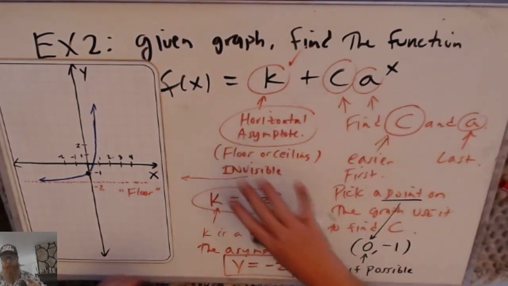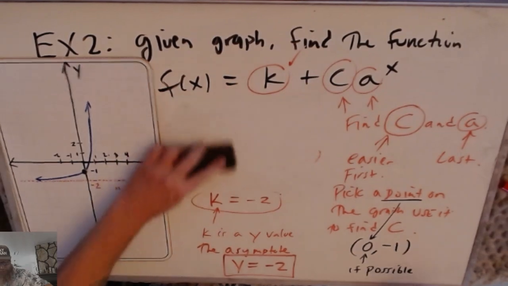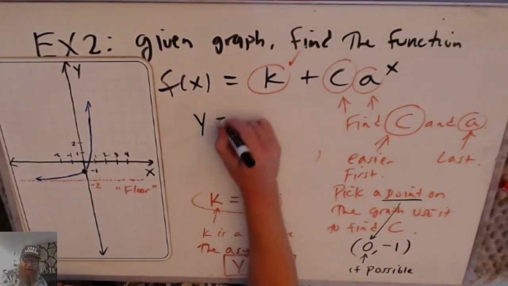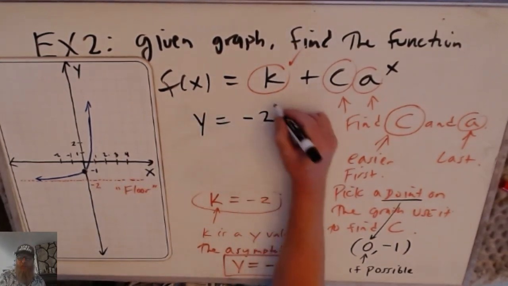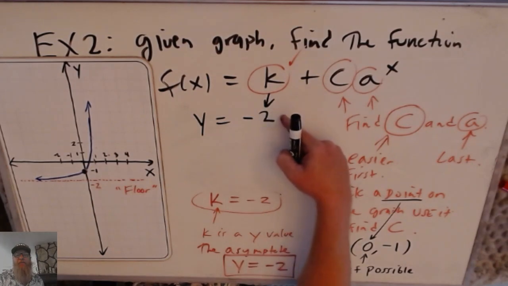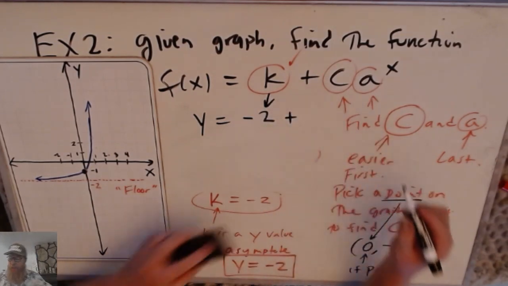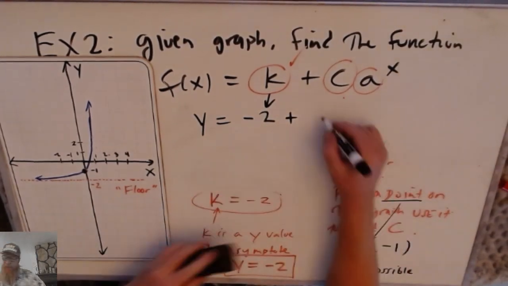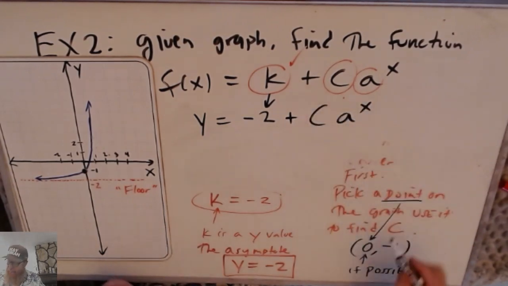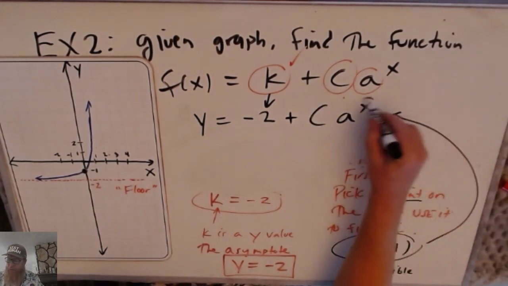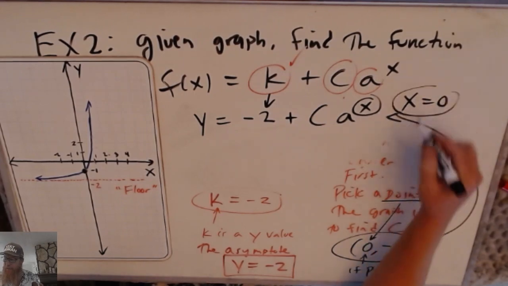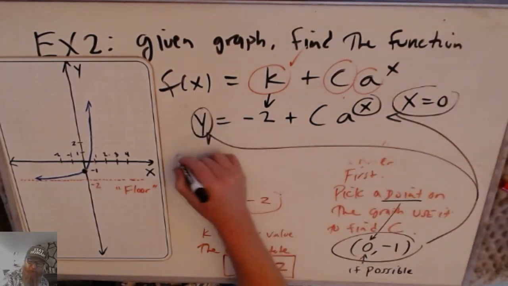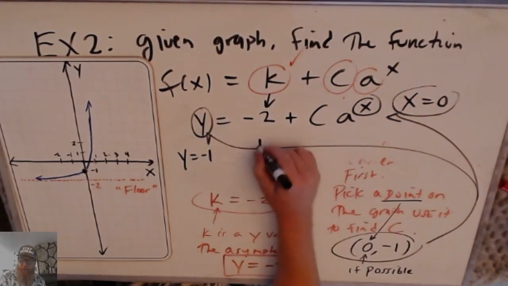I need a little bit of space to work here. So we have y equals -2, because we know that k is -2, plus C A to the x, and now we can plug in x equals 0 and y equals -1.